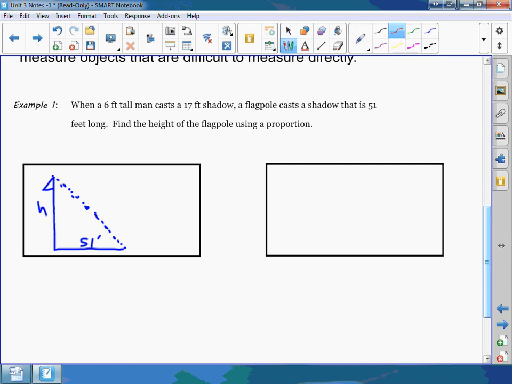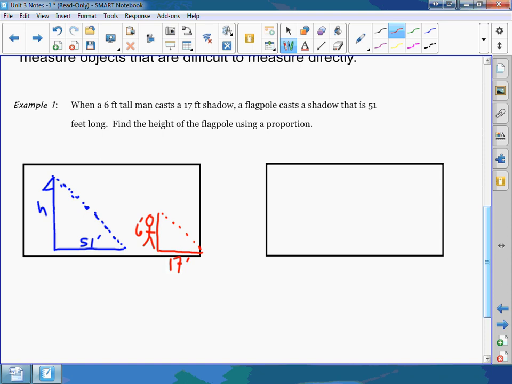And then nearby, you have a person. Here's my person. You don't have to put as much detail into your drawing as I did. You can just draw a person. So you have this 6-foot tall person, so this is 6 feet, casting a shadow. We said that is 17 feet long. And again, you're going to create that triangular effect. When you draw it out like that, it makes it a lot more manageable, I think, because now you can see the similarity concept.